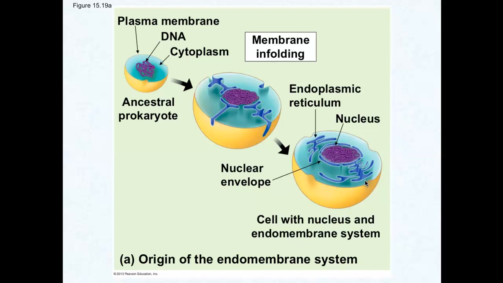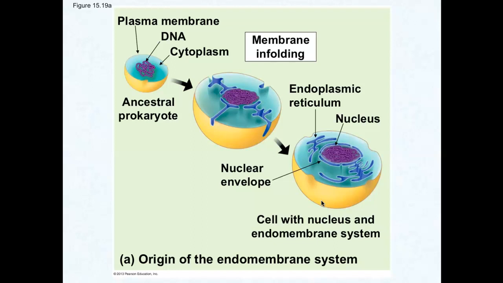So all of those structures I just mentioned, the nucleus, the ER, the Golgi, those vesicles, are all part of the system because they developed from that membrane on the outside of the cell and are continuous with each other inside the cell. So that's how we formed the endomembrane system, by these infoldings of the plasma membrane.